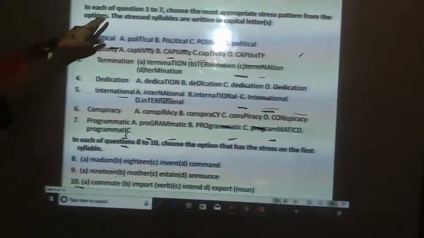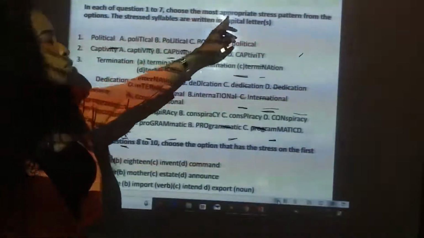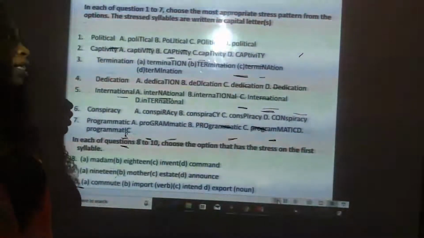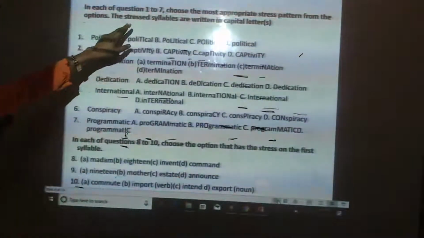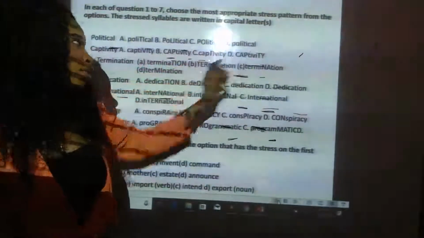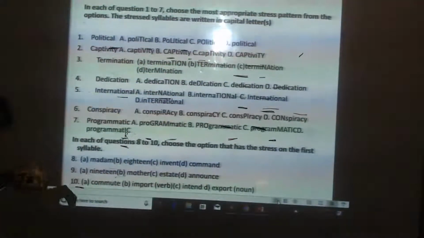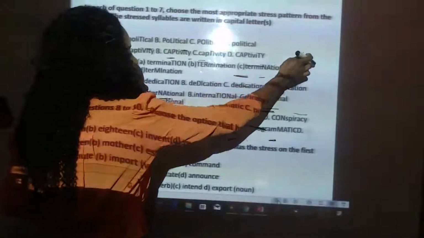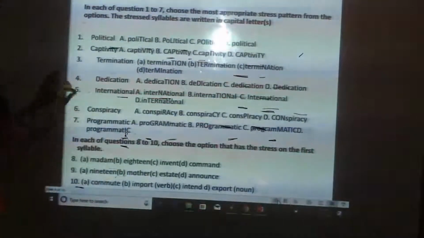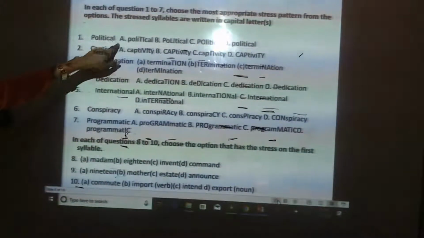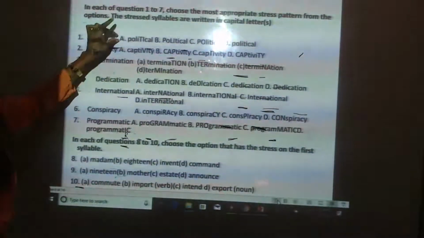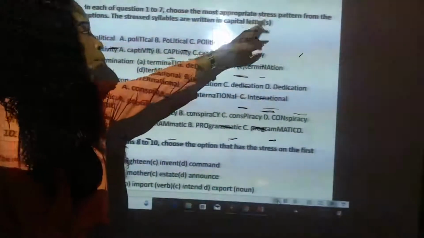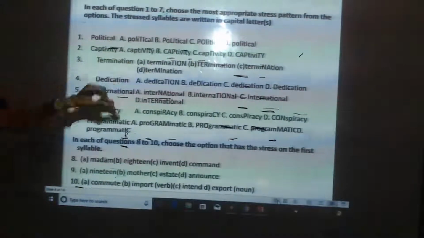Okay, now it says in each of the questions 1 to 7, choose the most appropriate stress pattern from the options. The stress levels are written in capital letters. Remember, I told you that stress is being marked with what? Capital letters or with a slant symbol like this. Now, the word here is political. Political is the word given to you. Now you have options A to D to choose the most appropriate stress pattern from the options.